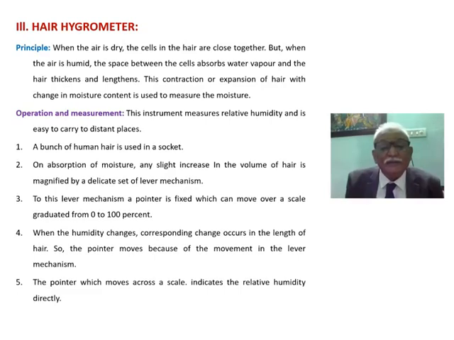A pointer is fixed to the lever mechanism, which can move over a scale graduated from 0 to 100. Take, for example, two or three buttons with human hair running around them, and at the end you fix a needle that moves across the scale. So, 0 to 100. This is the hygrometer, very simple. When the humidity changes, a corresponding change occurs in the length of the hair, and the pointer moves because of the movement of the lever mechanism. The point that moves across the scale indicates the relative humidity directly.